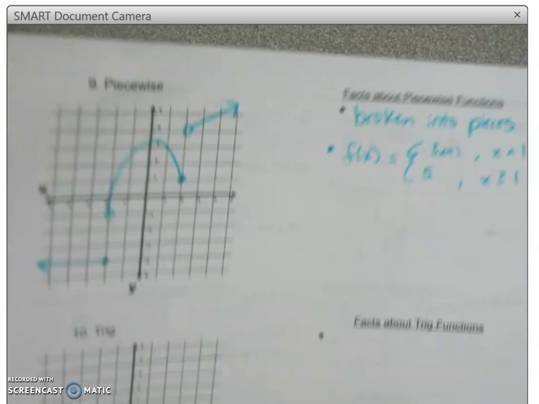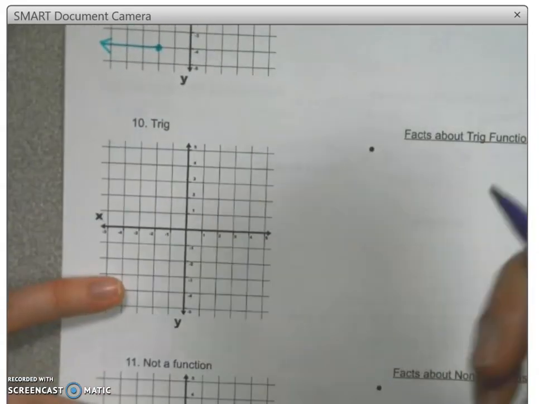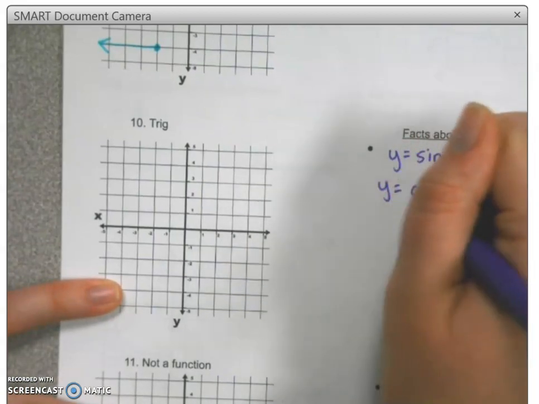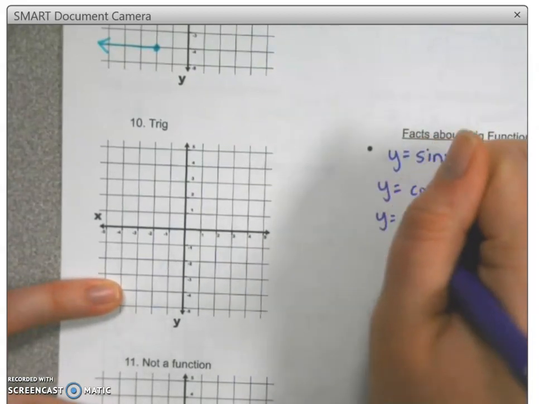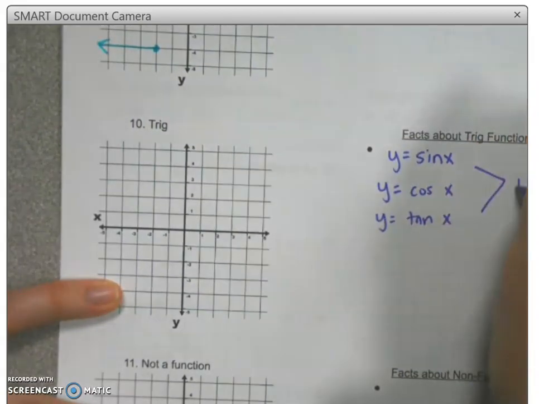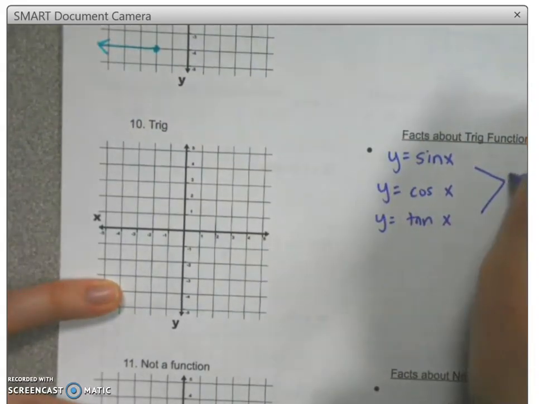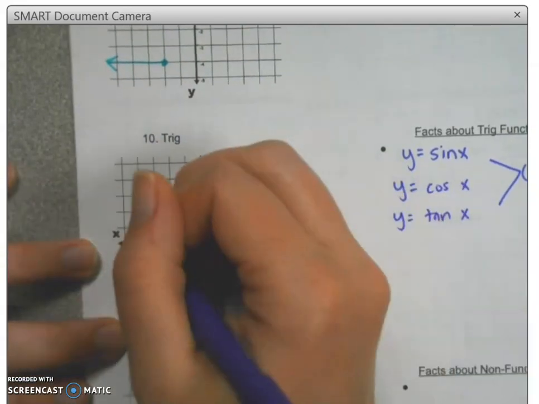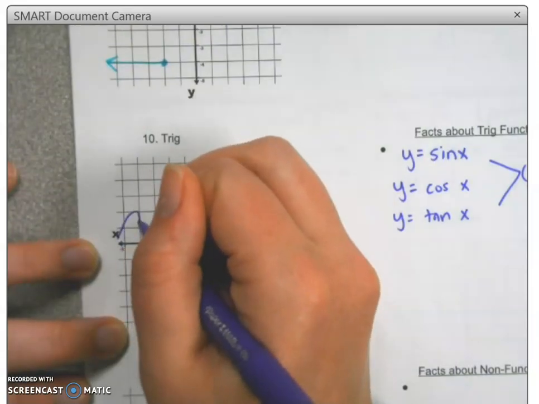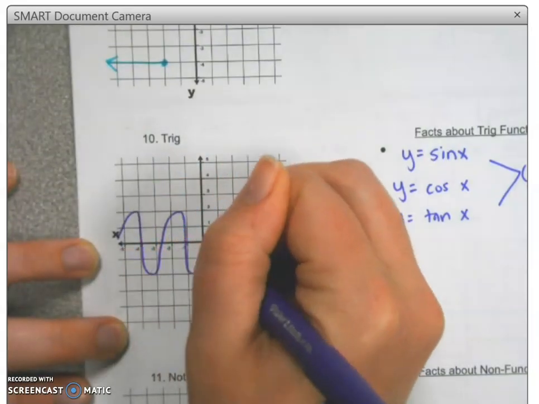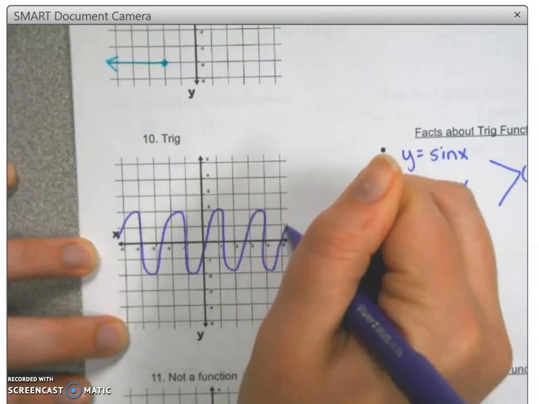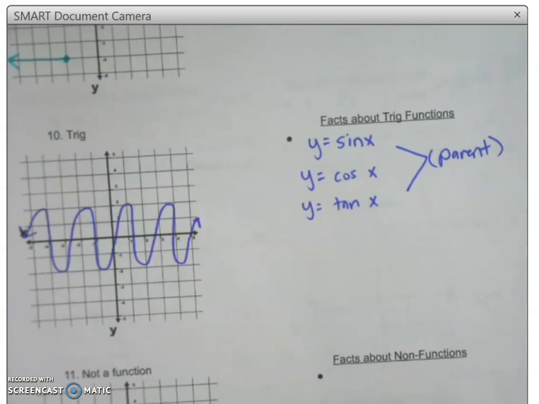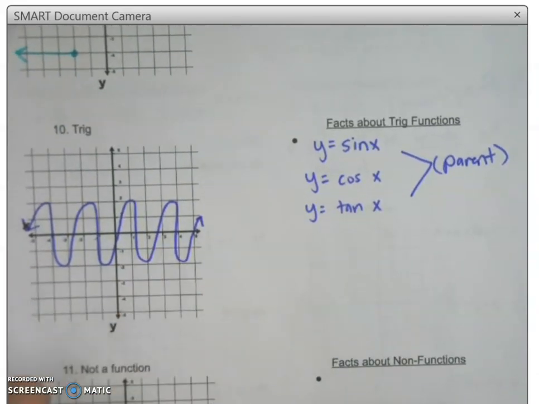Next we have trig. Your basic trig functions are y equals sine x, y equals cosine x, and y equals tangent x. These are all your parent functions. These are just a continuous wave. I'll do my best to draw one. So notice it just bumps up and down forever, like this. Okay, tangent does look different, but we don't graph tangent in this class, so I'm not worried about it. But sine and cosine look like this.